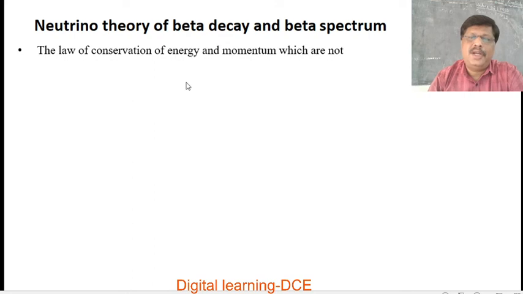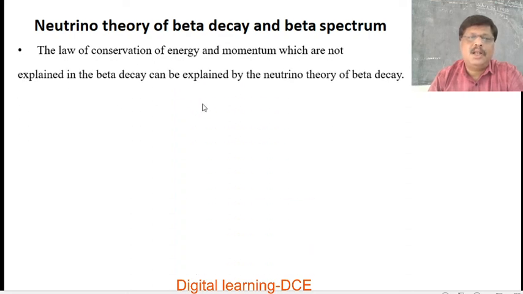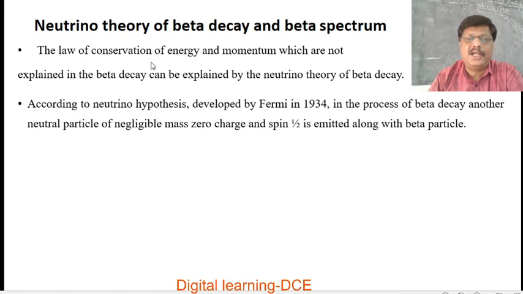Next, neutrino theory of beta decay and beta spectrum. The law of conservation of energy and momentum, which are not explained in the beta decay, can be explained by the neutrino theory of beta decay. According to neutrino theory, developed by Fermi in 1934, in the process of beta decay, another neutral particle, meaning it has no charge, and of negligible mass, zero charge and spin half, is emitted along with the beta particle. These are the characteristics of the neutrino.